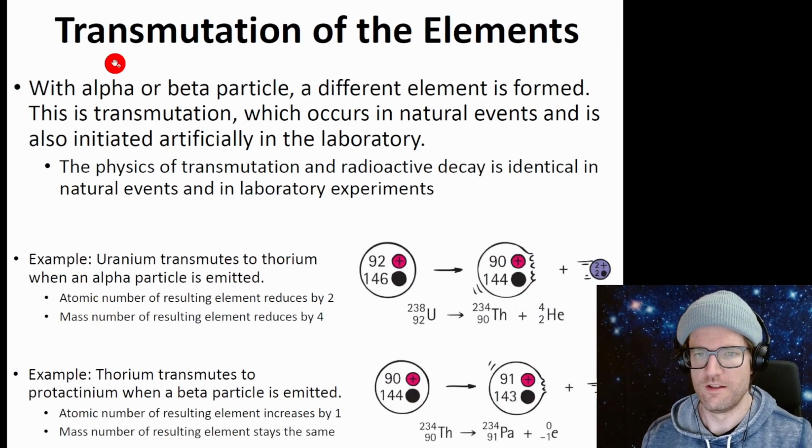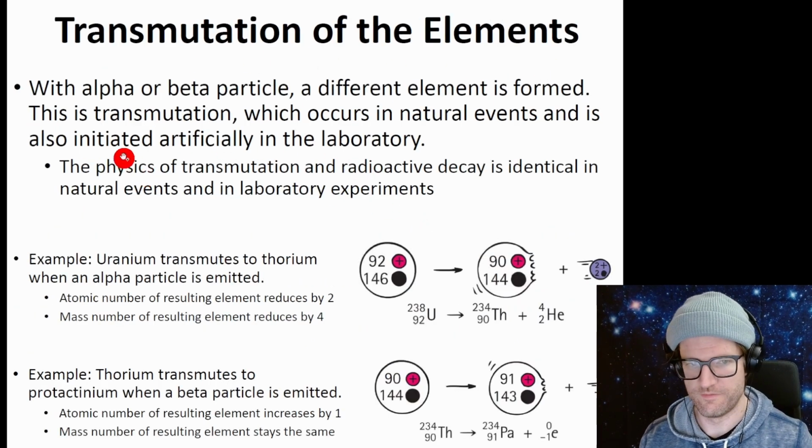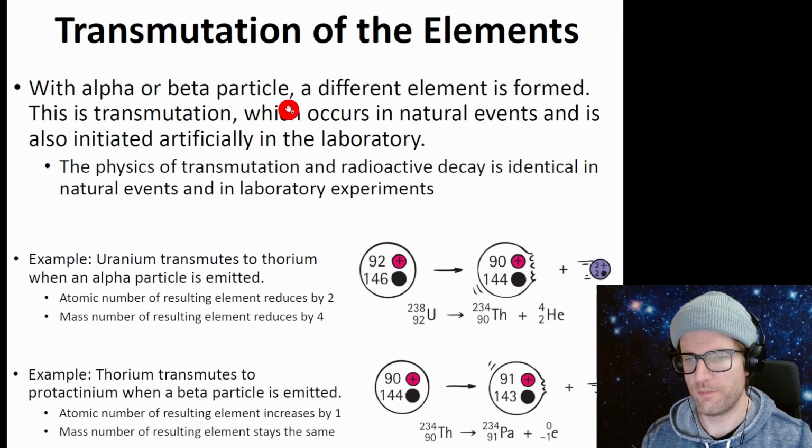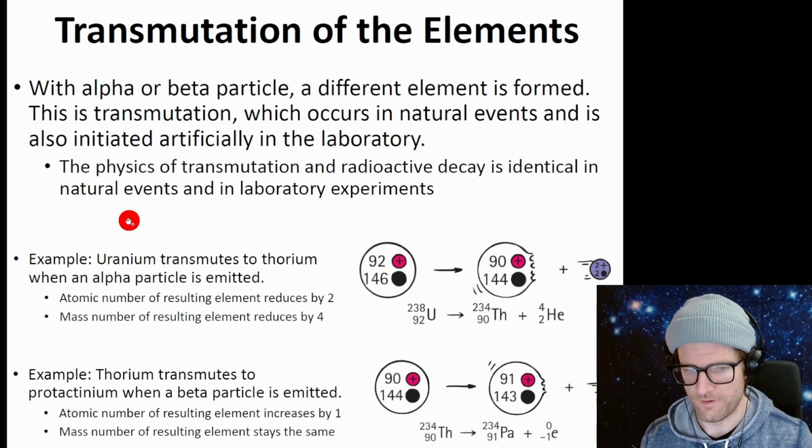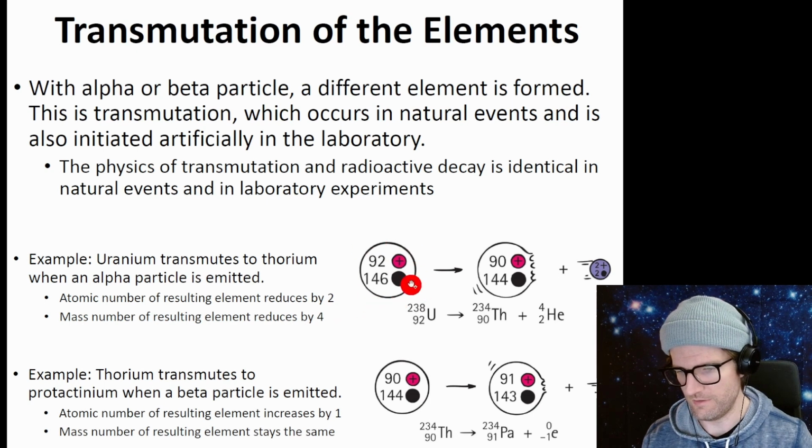Okay, so transmutation of the elements. With alpha or beta particle emission, a different element is formed. This transmutation occurs in natural events and is also initiated artificially in the laboratory. Okay, so let's look at this. Uranium transmutes into thorium when an alpha particle is emitted. So here's uranium-238, 92 protons. It ejects an alpha particle, and what's remaining is thorium-234.